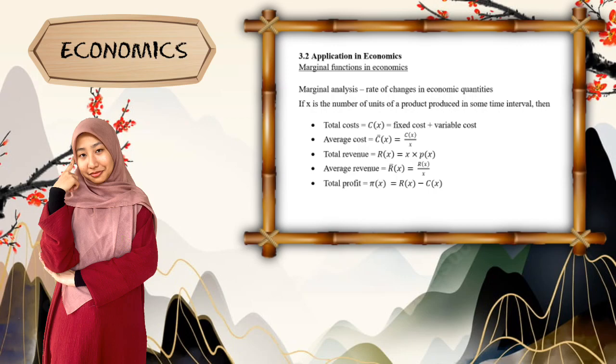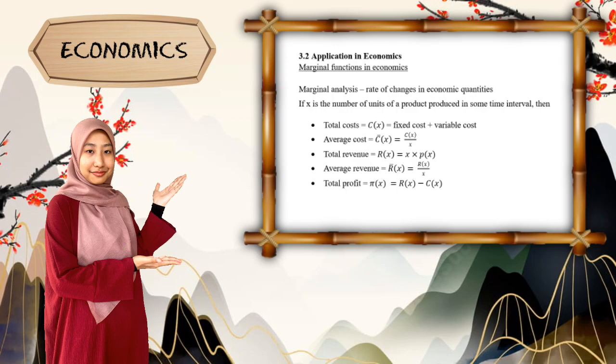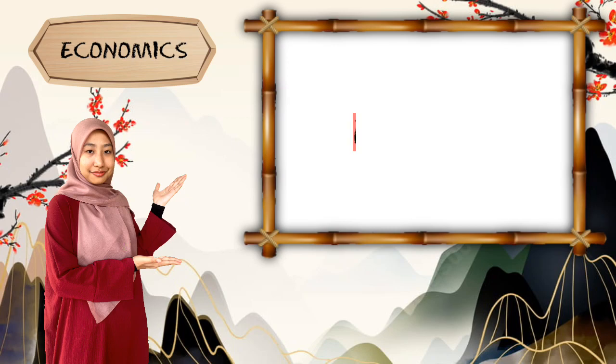Application in economy. Differentiation is used to calculate marginal functions in economy. Marginal analysis is the rate of change in economic quantities. If x is the number of units of a product produced in some time interval, then total cost equals fixed cost plus variable cost. Average cost is divided by x. Total revenue is x multiplied by P. Average revenue is divided by x. Total profit equals revenue minus cost.